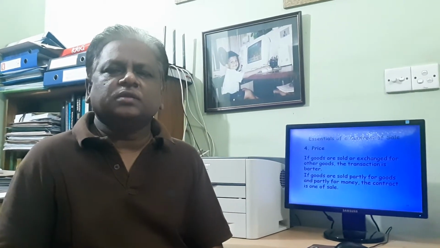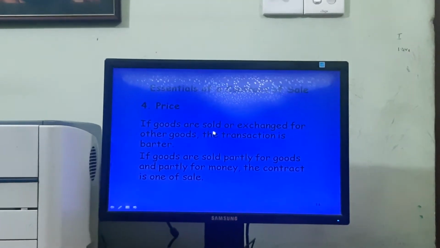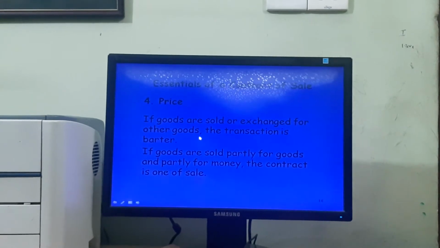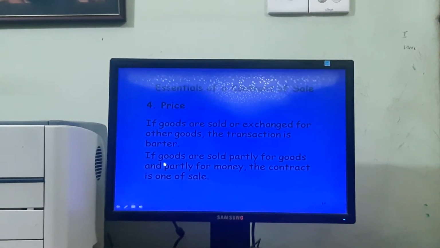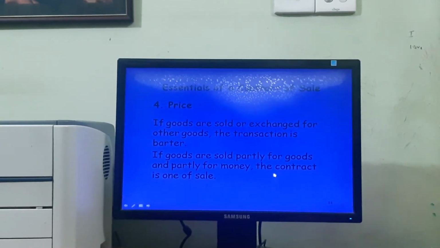The next point is the price. Price here means when one thing is exchanged with another, it is called the price of the other goods. If goods are sold or exchanged for other goods, the transaction is called barter. If goods are sold partly for goods and partly for money, the contract is one of sale. Contract of sale also includes both, that means sale and agreement to sell. Both are termed as contract of sale according to the Sale of Goods Act 1930.